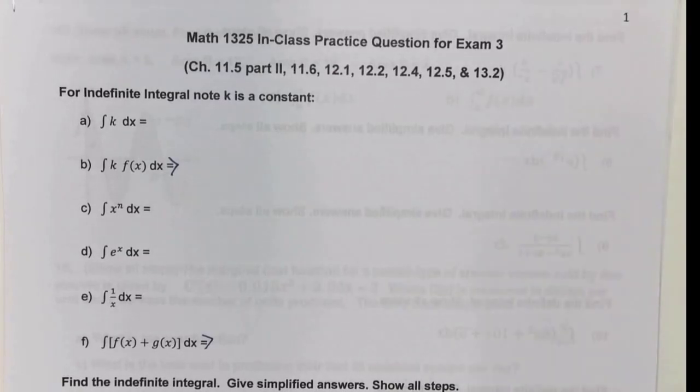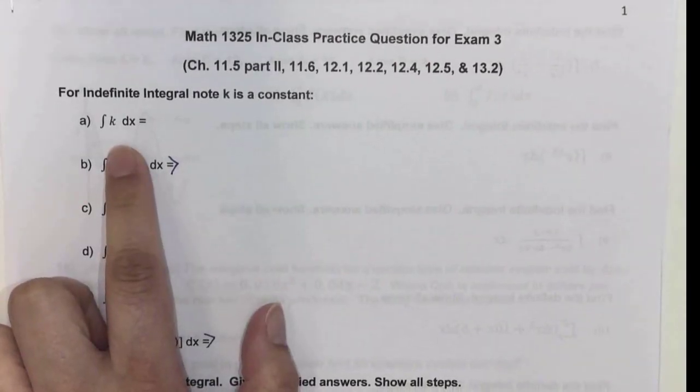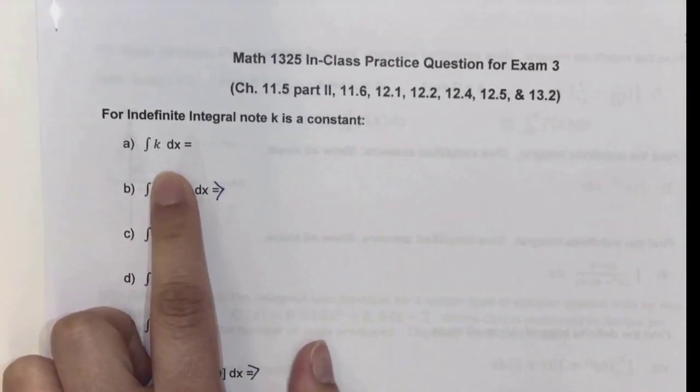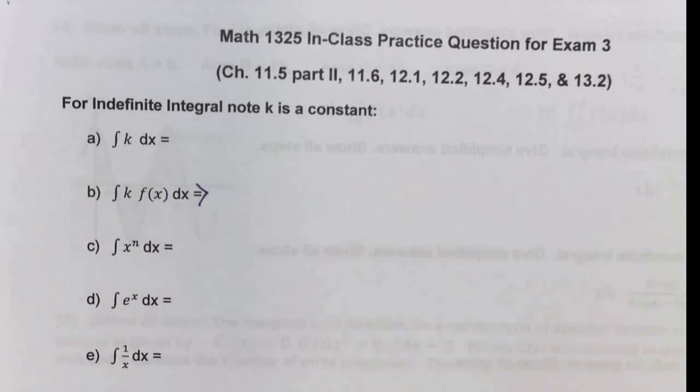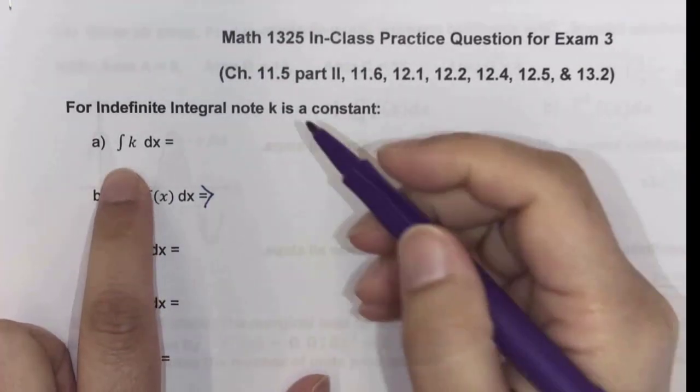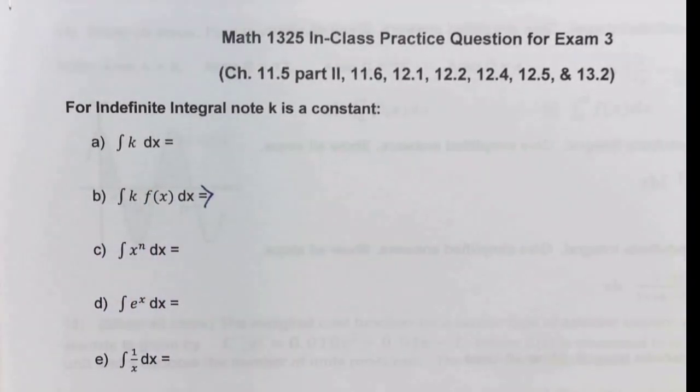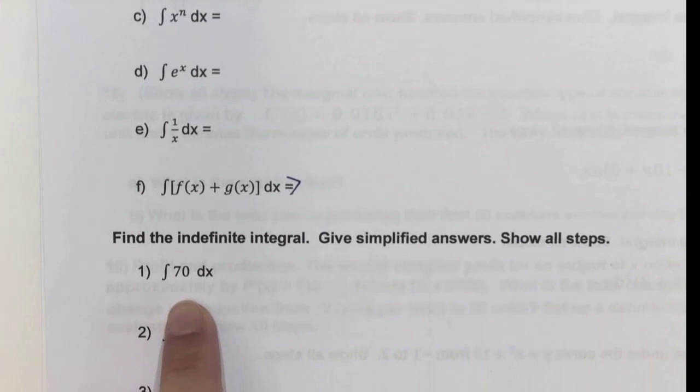Today we're going to do an in-class review for Excel 3. You need to practice some of the properties, including the beginning parts over here. If k is a number and you're taking the integral of it, that would end up with what? If k is a number taking an integral, then it's similar to number 1 here. If it's taking the integral of 70, that would equal what?